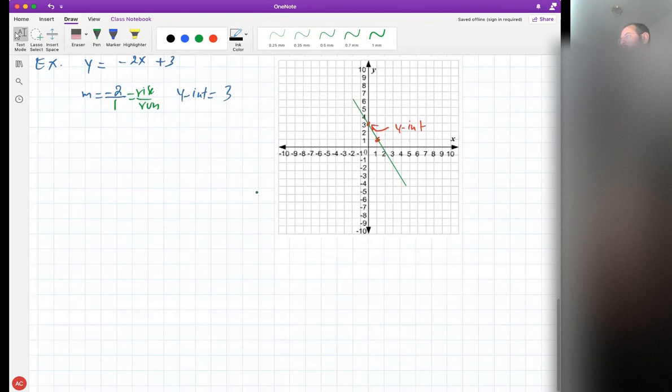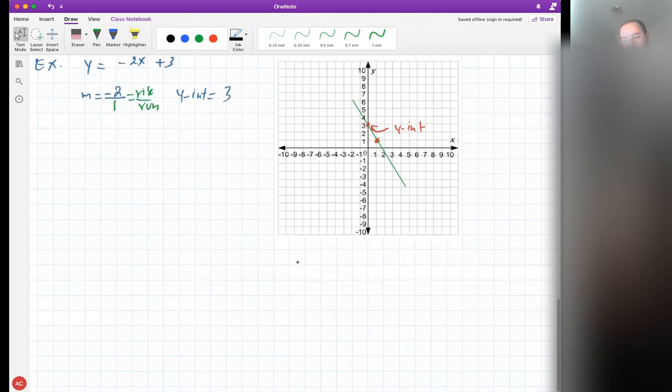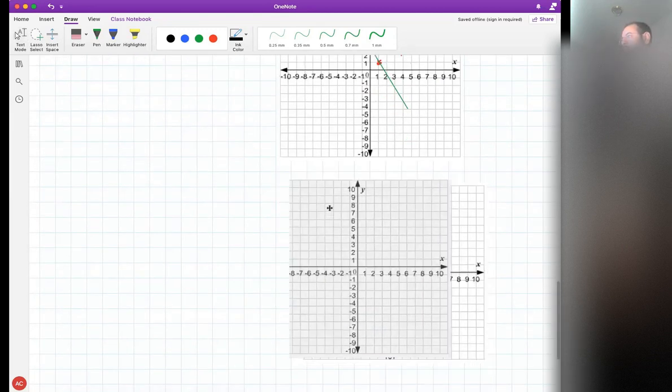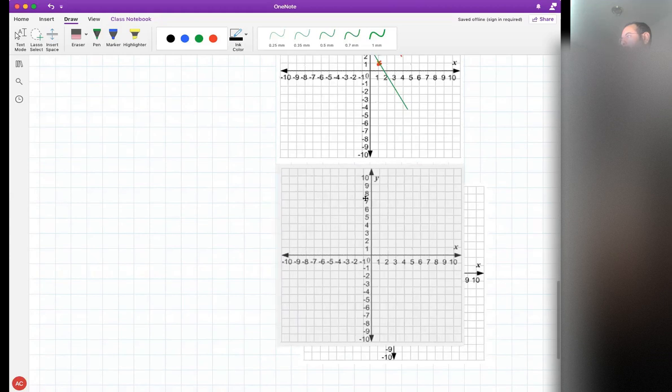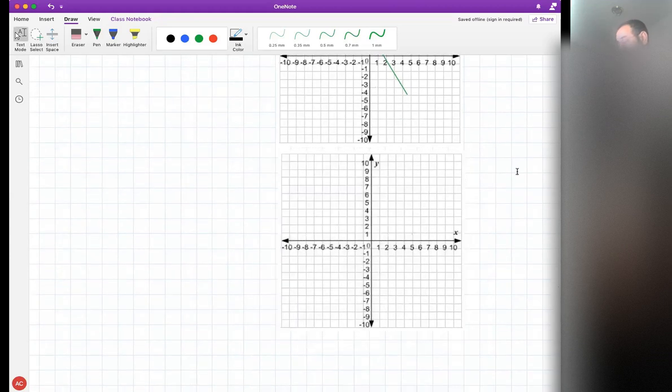So I'll give you one more. This time, again, it's always the y by itself. That's what makes this equation special. If the y is not by itself, then this does not apply. You use the standard form we talked about last time.